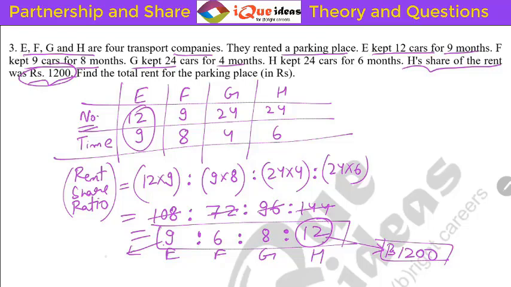Let me write this also. The 9 will be 900 rupees. Okay. This 6 will be 600 rupees. All right. This 8 will be 800 rupees. All right. So these are the shares of each one.